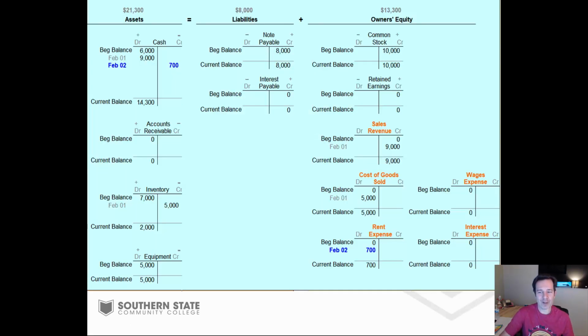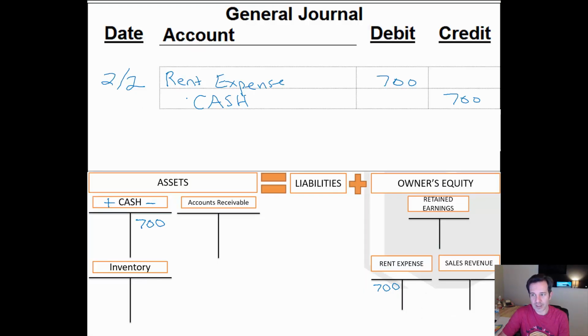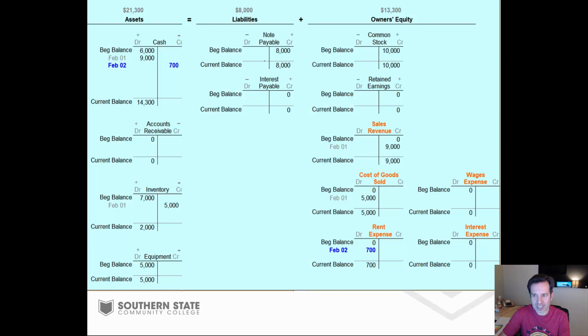We update. Now we have $14,300 left in the cash account. So again, the journals where we record the transaction, it gets posted to the ledger. The ledger keeps a running tab of the balance in every account.